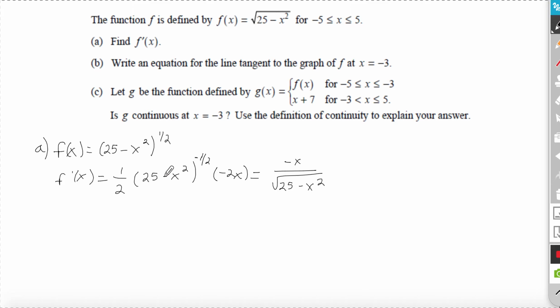That is 2 points for getting the derivative right. I would stop here to avoid making a mistake. 2 points if you got that derivative or this one. Right? Okay. Let's take a look at part B.